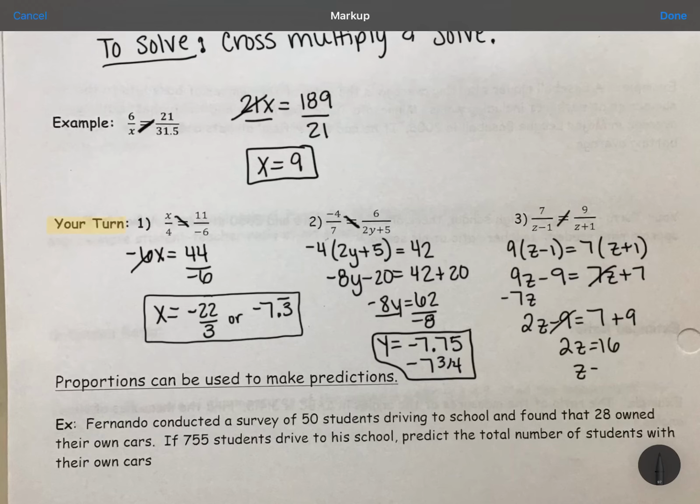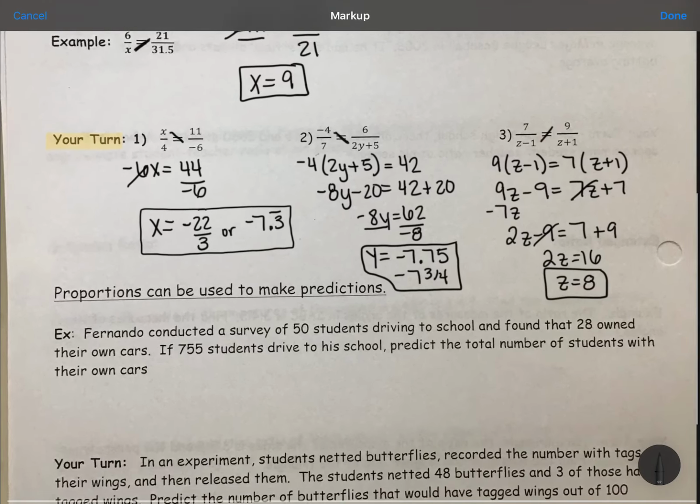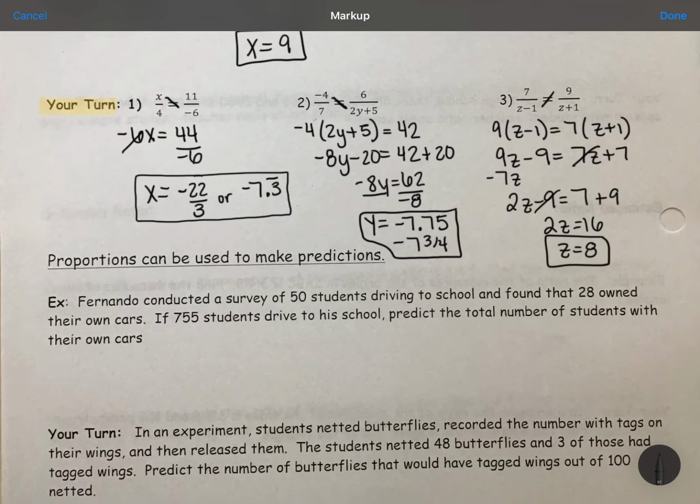Oh, this one's a nice answer. You get 8. All right, so that's how you solve proportions. And like I said, that should be a review. Hopefully you paused the video and checked your work and you got them correct and you didn't make any silly mistakes like I did with my 4 times 5. Whoops. All right, then we can use proportions to make predictions.